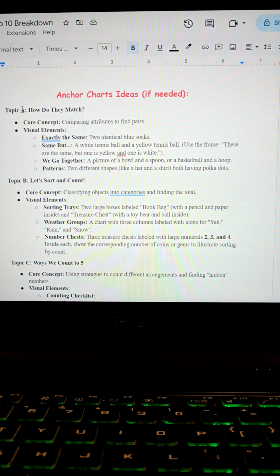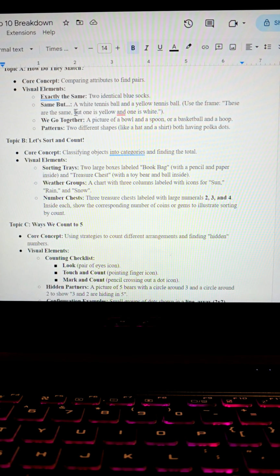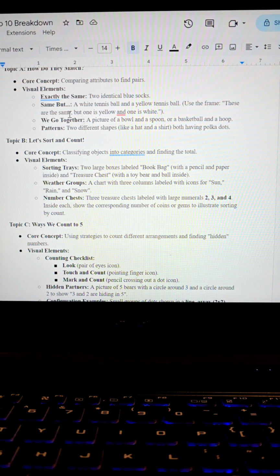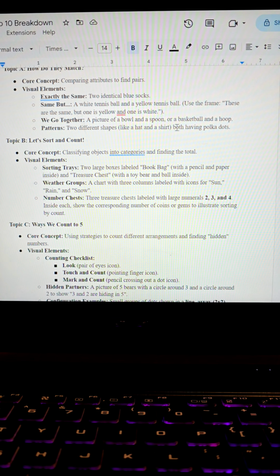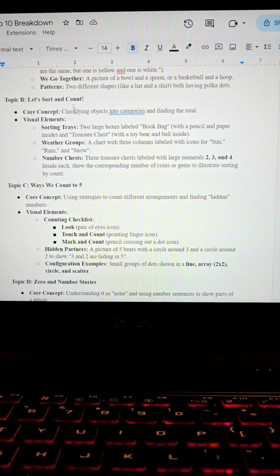And so on here is topic A, how do they match? Or basically the core concept, comparing attributes to find pairs. So exactly the same but, and then you say, well, one is white and one is yellow. And then we go together, like a bowl and a spoon, or a basketball and a hoop. The patterns, 2 different shapes, like a hat and a shirt, but both have polka dots, so they're the same with patterns.